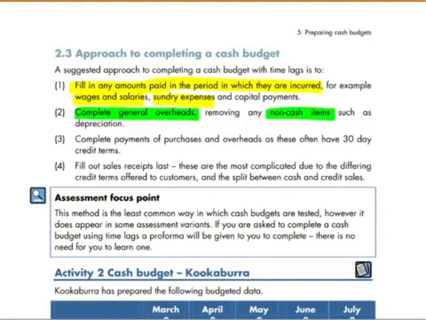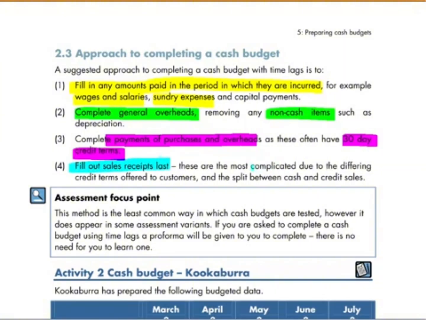Next thing is to complete payments of purchases and overheads, because they tend to have 30-day credit terms in assessment tasks. So just look for the payables and any other overheads which have those terms and pop the cash outflow into the next month. And then the final thing to do, because it's the most cumbersome thing to do, is to fill out those sales receipts last, because they're the most complicated due to differing credit terms and the split between cash and credit sales, and potentially having to deal with settlement discounts too. They tend to be the most complicated.